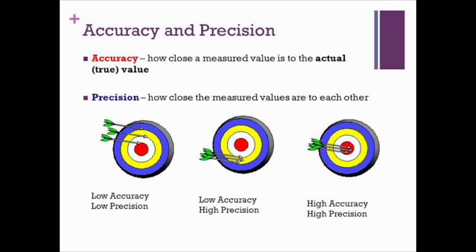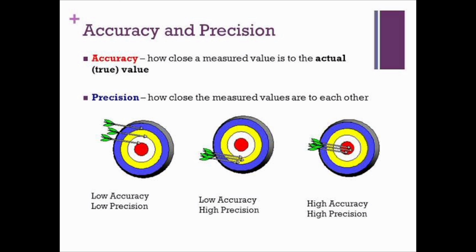Time measurement. Time is measured using clocks and watches. You'll be using analog clocks, which use hands to show time, and digital clocks, which display time numerically. And advanced timekeeping uses atomic clocks for high precision.